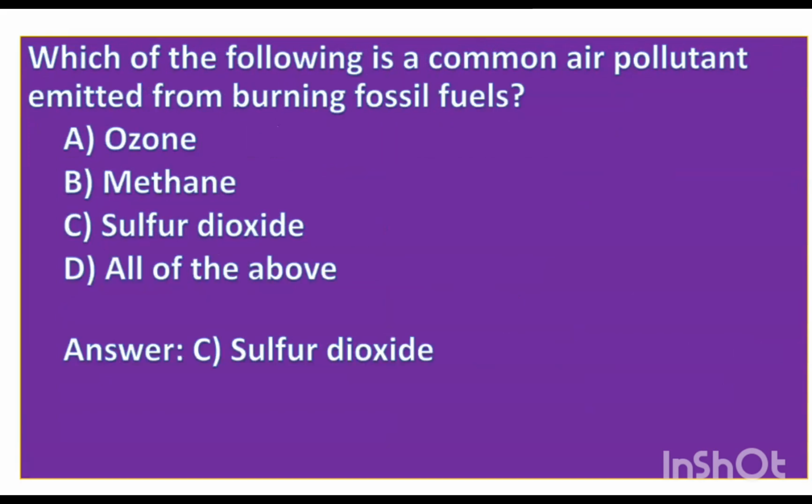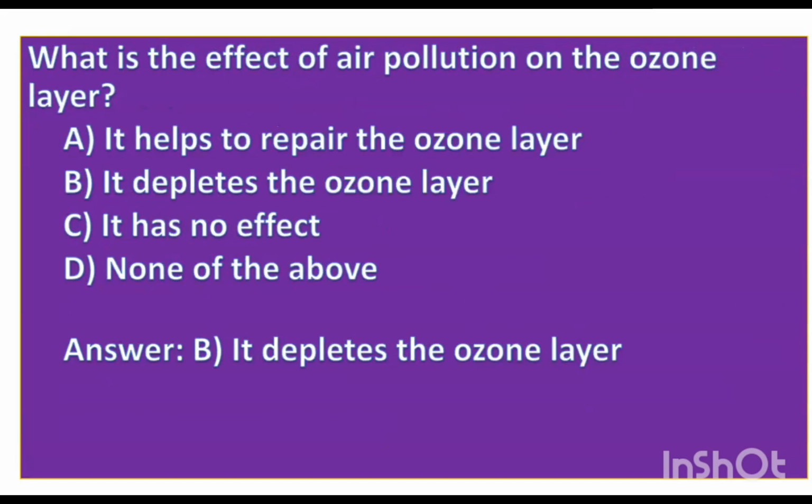Which of the following is a common air pollutant emitted from burning fossil fuels? Options: ozone, methane, sulfur dioxide, all of the above. Answer: sulfur dioxide. What is the effect of air pollution on the ozone layer? Options: it helps to repair the ozone layer, it depletes the ozone layer, it has no effect, none of the above. Answer: it depletes the ozone layer.